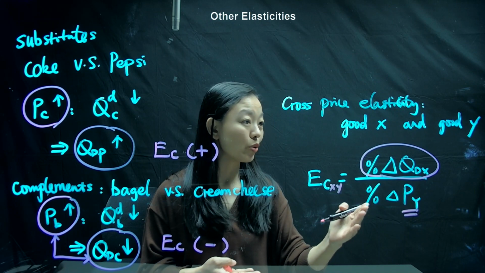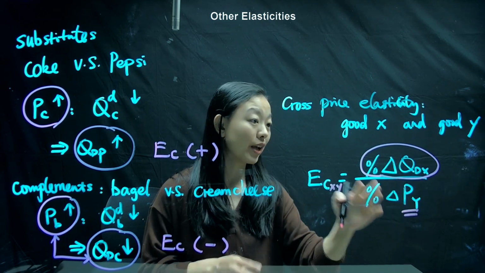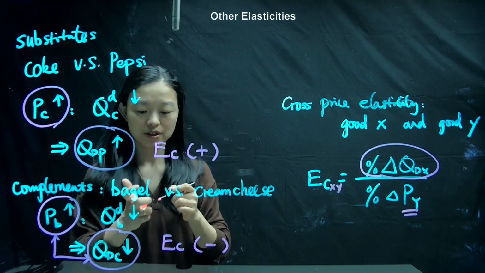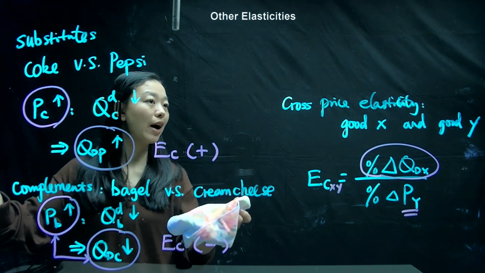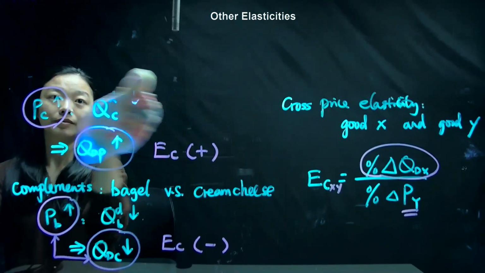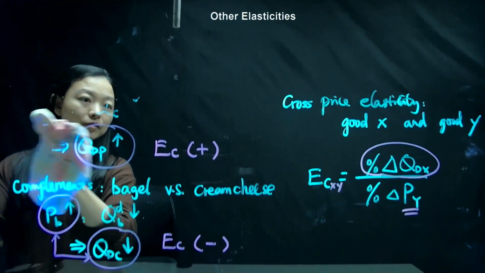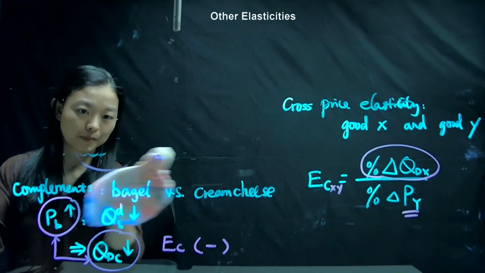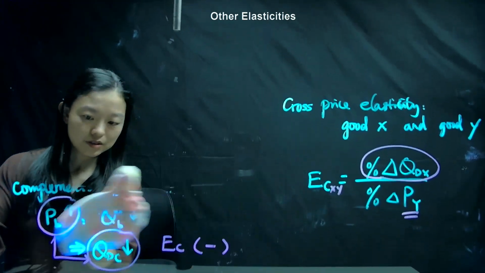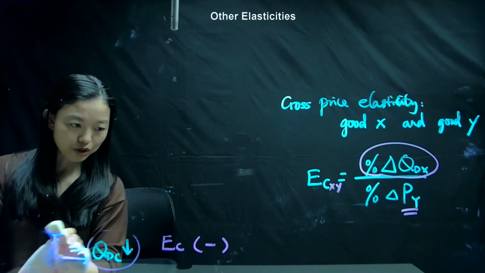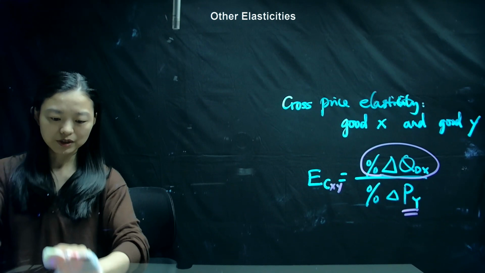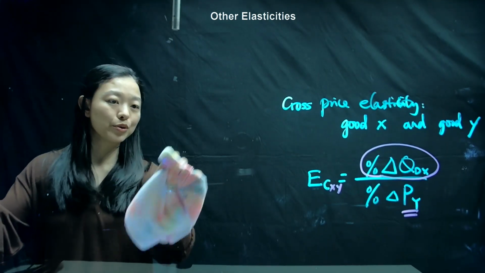If the question tells you the percentage change directly, okay, you can use this formula. If not, you should also use the midpoint method. Okay, so I will show you how to use the midpoint method to compute a cross price elasticity. It's a little bit tedious, but you can just break it down into several parts that will be easier for you to understand.